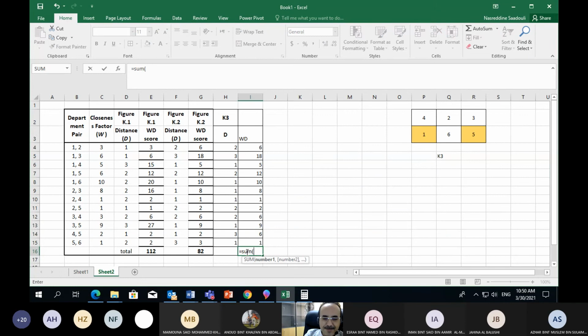More. Turned out to be slightly more. Actually, K2 is still a better plan.